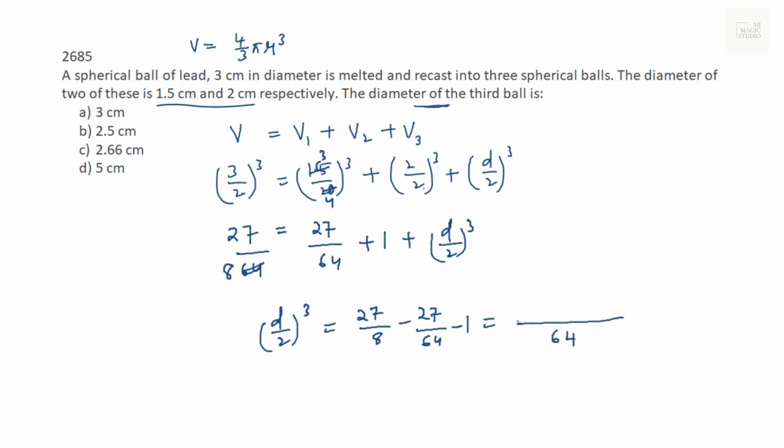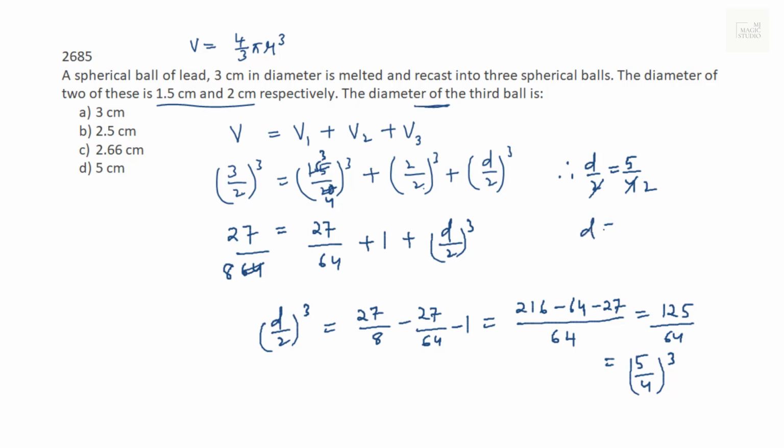Take LCM 64. 27 into 8 would be 216 minus 64 minus 27. This will give 125 by 64. That happens to be 5 by 4 whole cube. Therefore, d by 2 is equal to 5 by 4. Diameter is 2.5 centimeter of the third one. Option B fits in.